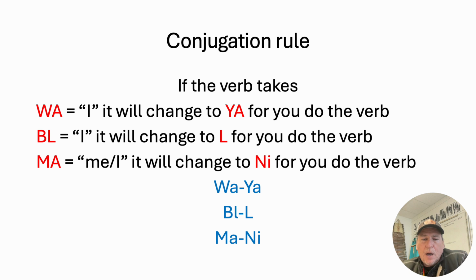Because if it takes a wa to make it "I do it," then it's going to take a ya to make it "you do it." If it takes BL to make it "I do it," it's going to take L to make "you do it." If it's ma, then it's going to take ni. So just a little something to keep in mind as you're learning verbs.